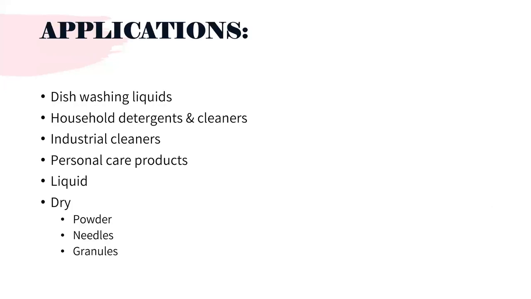Now there are some applications, and the first application is dishwashing liquids, household detergents and cleaners, industrial cleaners, and personal care products. The forms are liquid and dry, and dry has three kinds: powder, needles, and granules. And this is all about my topic.